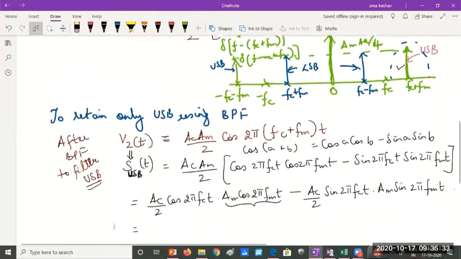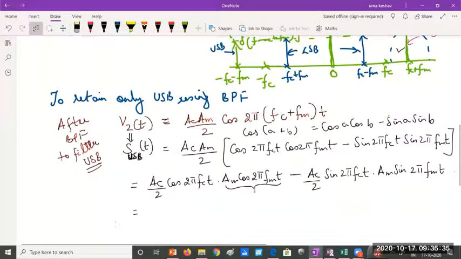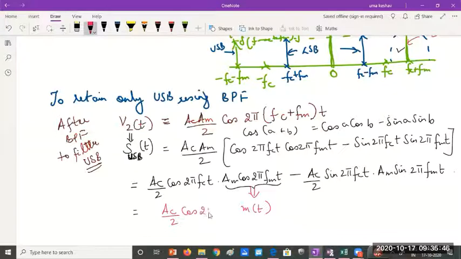So, to get this equation for SSB-SC, in place of this signal, I'm going to put m of t, and this signal I'll keep as it is: Ac by 2 cos 2 pi Fc t into m of t minus Ac by 2 sin 2 pi Fc t. Can somebody tell me what can I put for Am sin 2 pi Fm t?